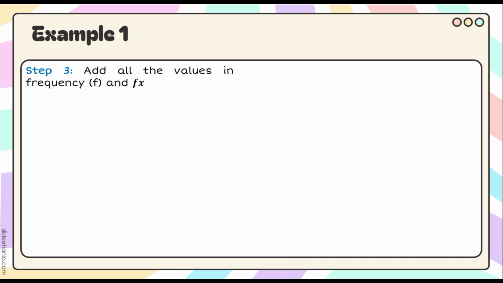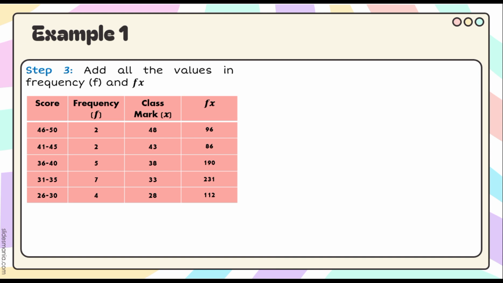Since we have the frequency and we already solved for the f of x, we will simply add all the frequency. So we have 2 plus 2 plus 5 plus 7 plus 4 is equal to 20. And f of x, we add 96 plus 86 plus 190 plus 231 plus 112, and the result is 715. So again, step 3, we have to add all the values in frequency f and f of x.